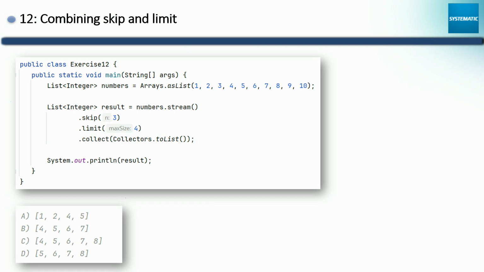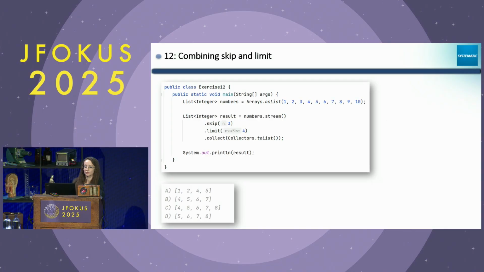So let's see. What do you think this will do to that list that we have there, the list of numbers? Either we get 1, 2, 4, 5, or an array made of the numbers from 4 to 7, from 4 to 8, or from 5 to 8. And let's see what do you think. And you can now submit your answer. So between these 4 options, what would you choose?